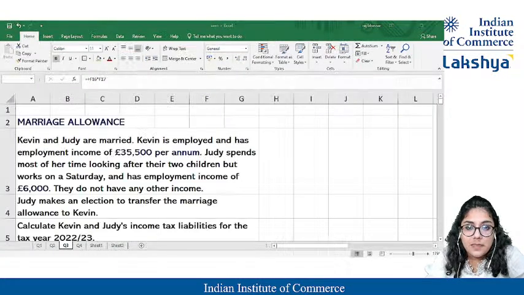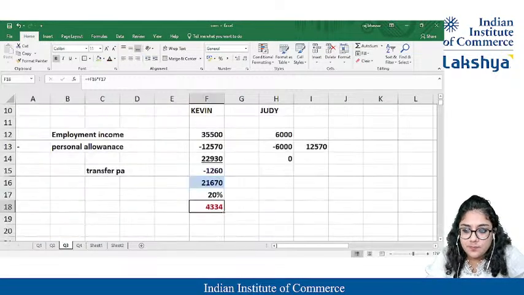Yeah, guys, what is child benefit, guys? Yeah.